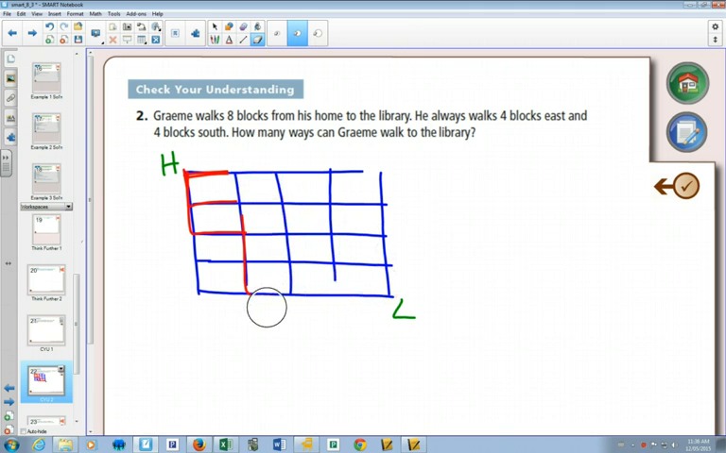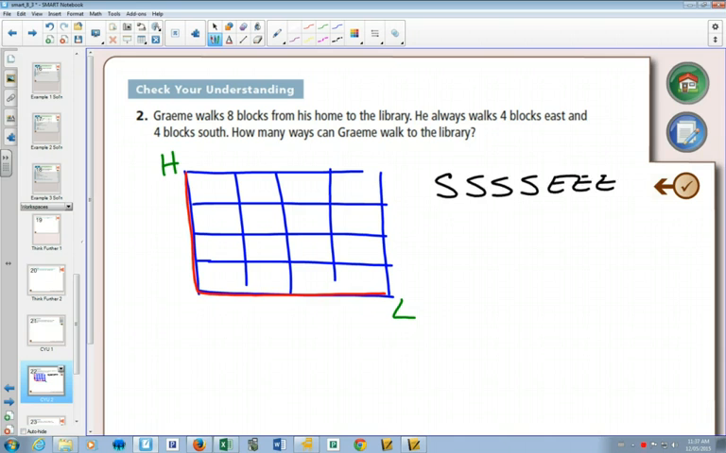Now inevitably, what he needs to do when he's walking from his home to his library, he's a smart guy. He doesn't get caught in a loop infinitely and get lost. He always gets closer and closer to the library. So would you agree that this is one possible route? And if I wanted to represent that route some way, I could say that this represents going south, south, south, south, then east, east, east, east.